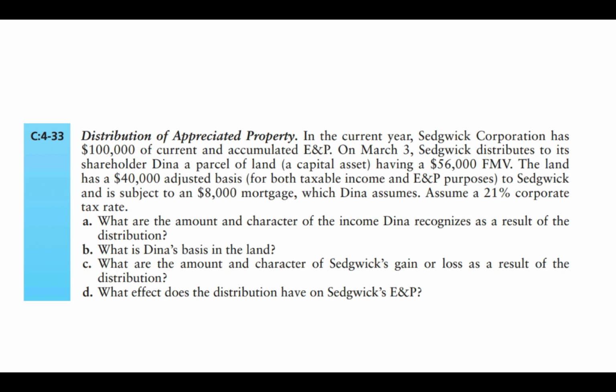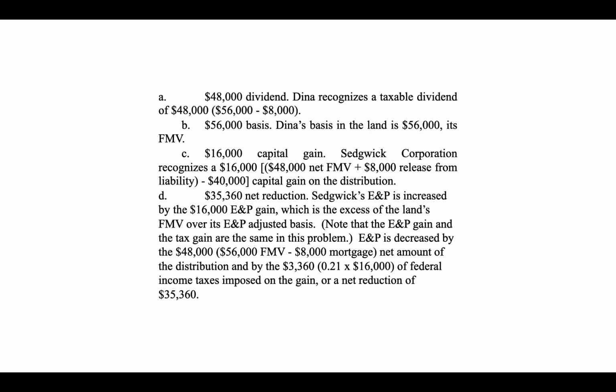All right, and D, what effect does this distribution have on earnings and profits? Okay, so it's going to affect quite a few things. You're going to have a gain. It's going to make it go up. You're going to have tax. That's going to make it go down. And you're also going to have the mortgage. Okay, so net is the $35,360 net reduction. It's increased by the gain, which is the fair market value over the adjusted basis. It's decreased by $48,000, which is the amount of the distribution net of the mortgage. And then it's decreased again by the tax applicable to that gain, so $3,360.